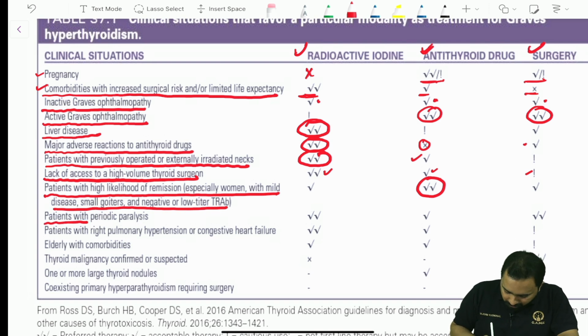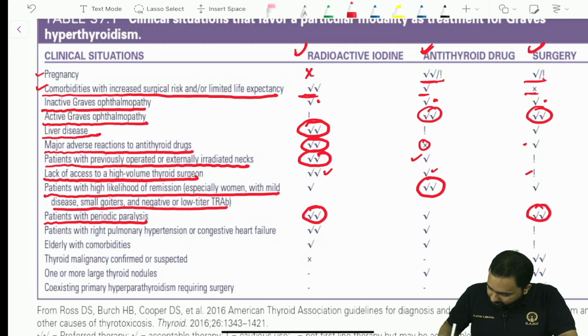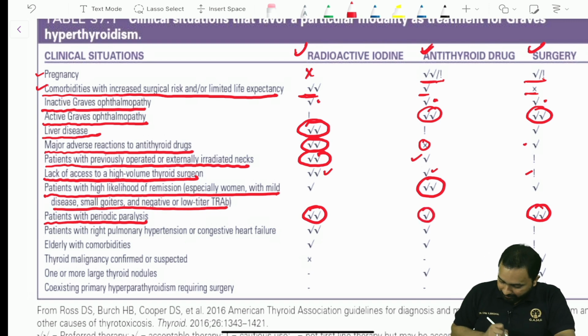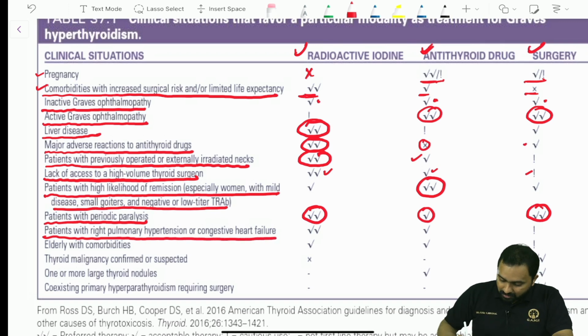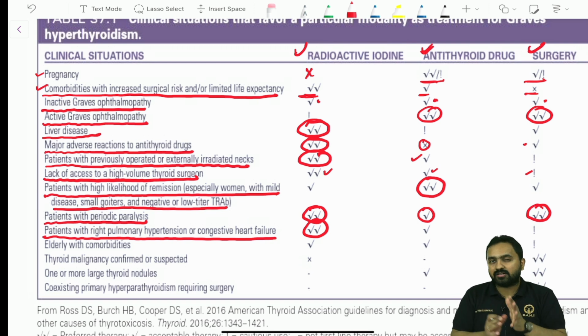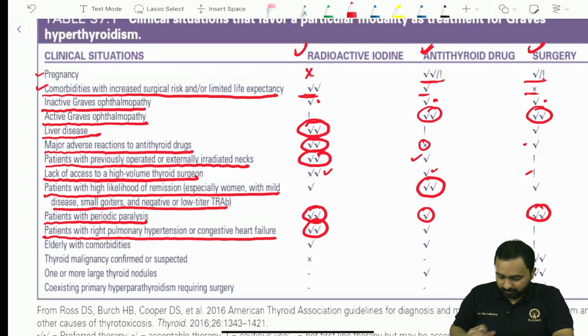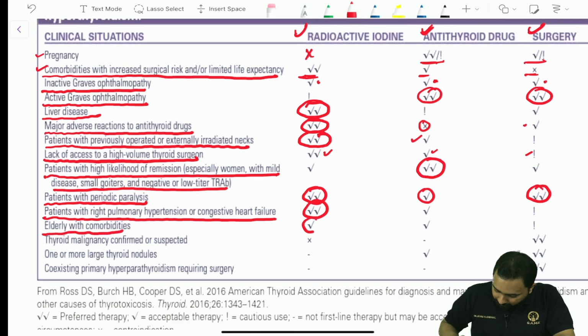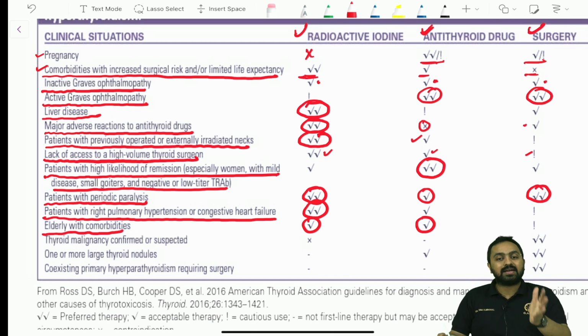Then you have patients with periodic paralysis. Again over here radioactive iodine and surgery are seen to have a good impact compared to antithyroid drugs, which are also tried. Now patients with right pulmonary hypertension or congestive heart failure, again radioactive iodine would be a better treatment compared to antithyroid drugs, and over here surgery is usually not done. Then if you have the elderly with comorbidities, again radioactive iodine or antithyroid drugs; surgery is usually not done.